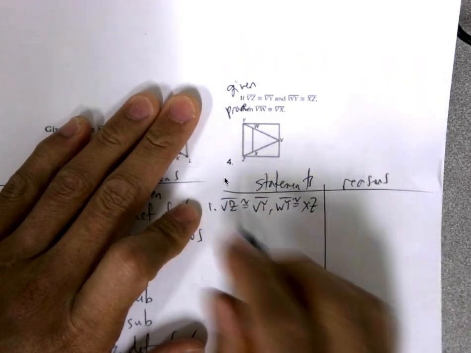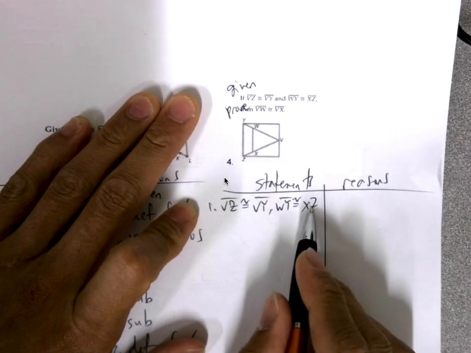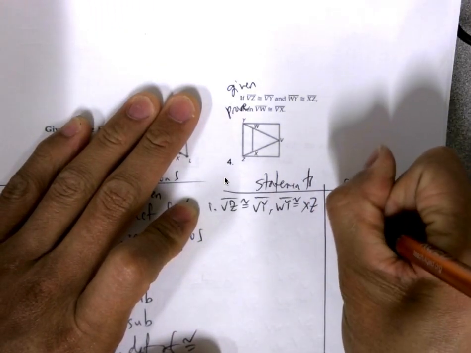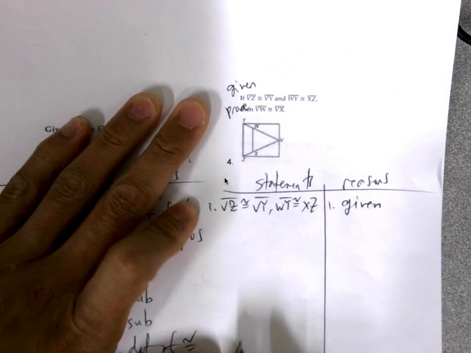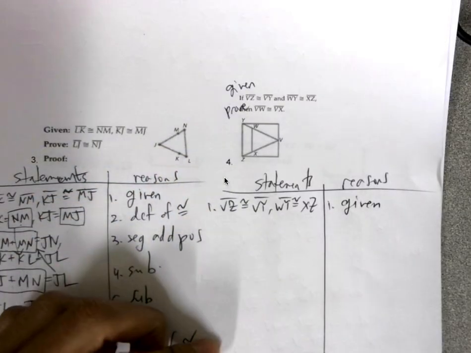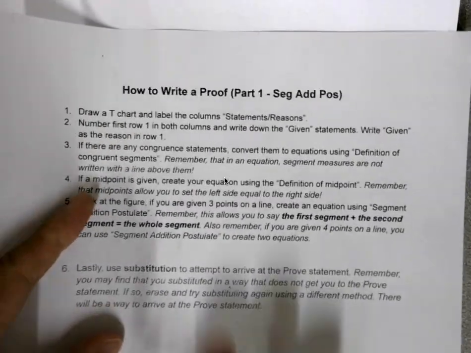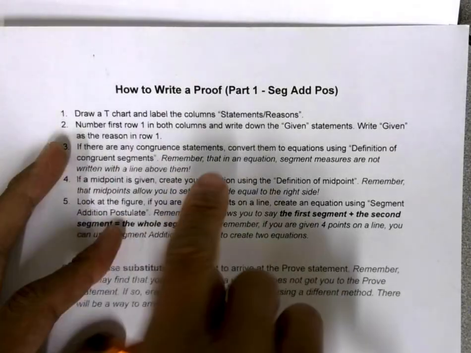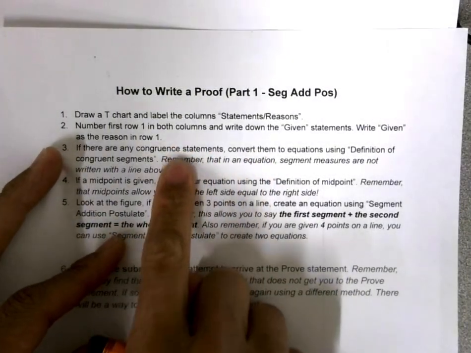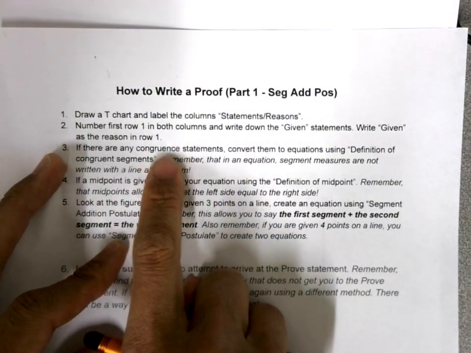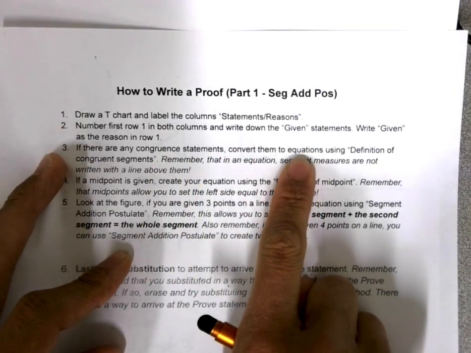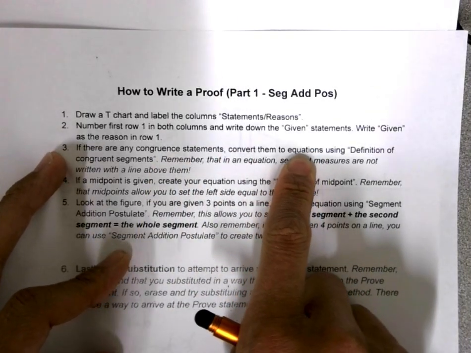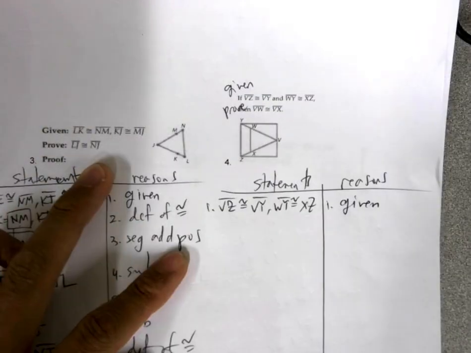Of course, we start with our t-chart and we list our givens here. Our reason is going to be given. Right? And using our algorithm over here, what is our next step? Well, we wrote down our statements and reasons. We wrote down row 1, and so next is, are there any congruent statements? And if there are, then convert them to equations using definition of congruent segments.